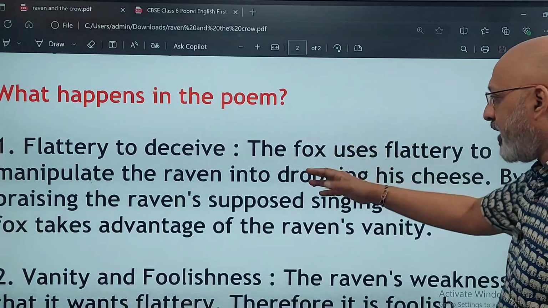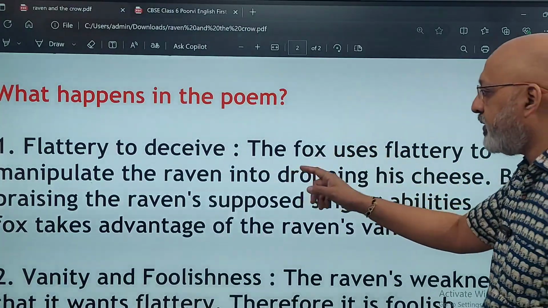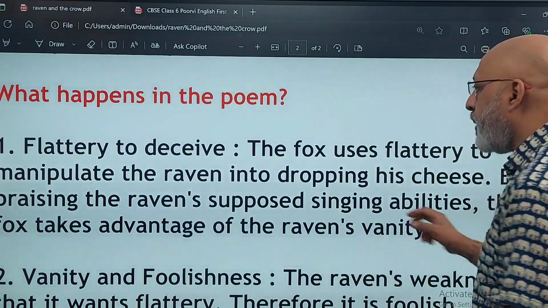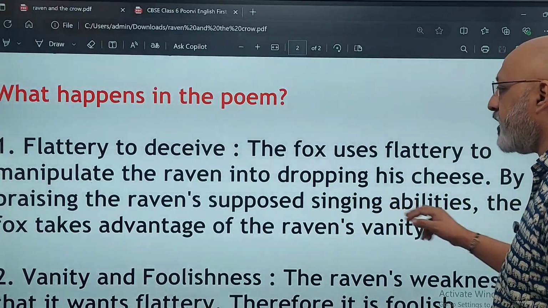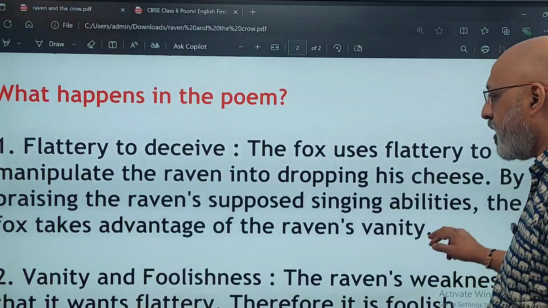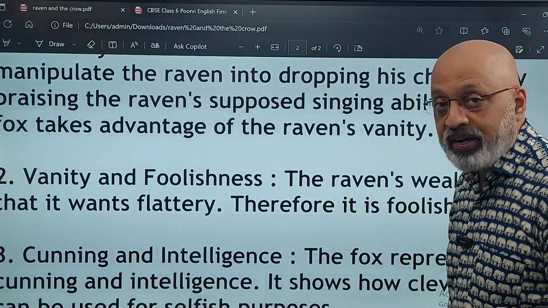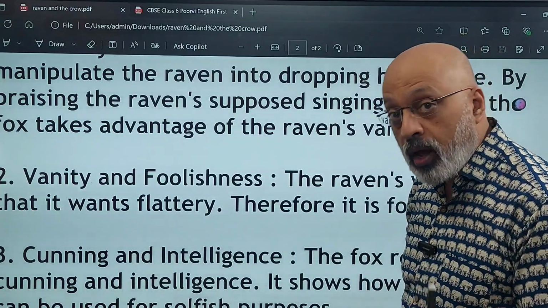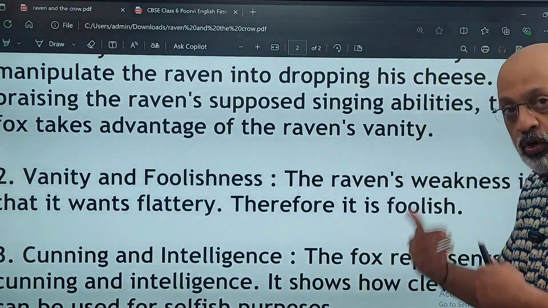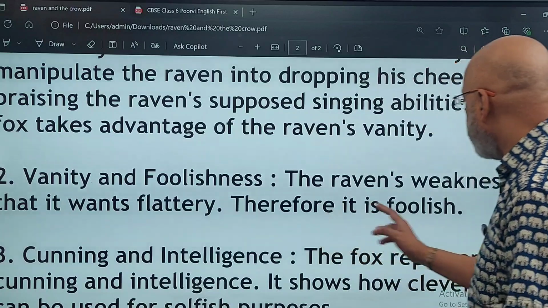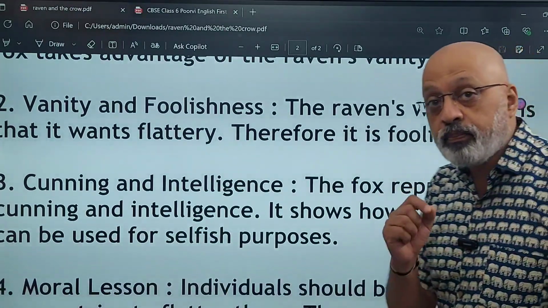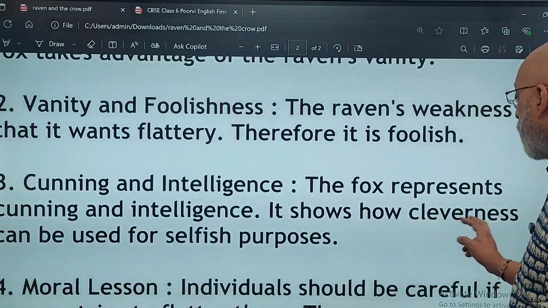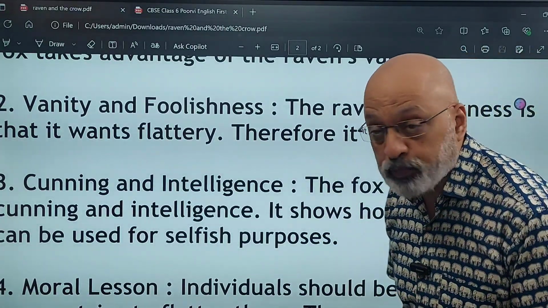Okay, what happens in the poem? Flattery to deceive. The fox uses flattery to manipulate the raven into dropping his morsel of food, which looks like a piece of cheese. By praising the raven's supposed singing abilities, the fox takes advantage of the raven's vanity. Then the second one is vanity and foolishness. The raven's weakness is that it wants flattery. Please note this down. Use it in your answers. Okay, I have given it to you proper. जिस तरह से आप लिख सकते हैं. Therefore, it is foolish. Then the other point is cunning and intelligence. The fox represents cunning and intelligence. It shows how cleverness can be used for selfish purposes.